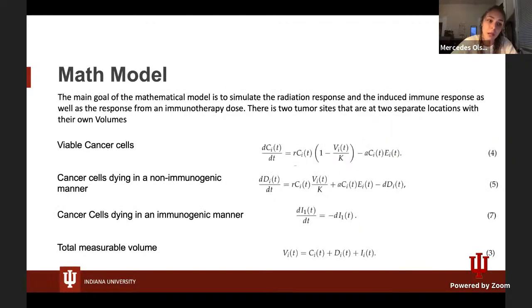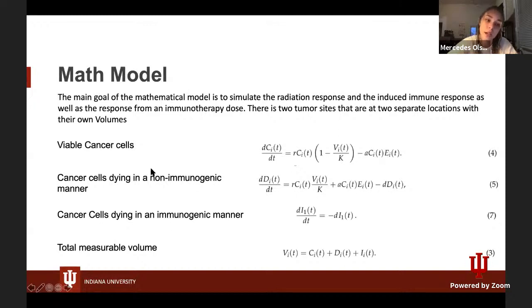So moving on to the math model part of it. The main goal of the math model was to simulate the radiation response and induced immune response, as well as the response from the immunotherapy dose. Again, there are 2 tumor sites with 2 separate locations and their own volumes. 4 of the main important parts were the viable cancer cells, which was denoted with C. And then there's that constant rate that they grow at, multiplied by both the total volume and the K, which is the tumor capacity, and then subtracting that alpha rate of its tumor viable cancer cells, and then E of I, which eventually is the immune response.